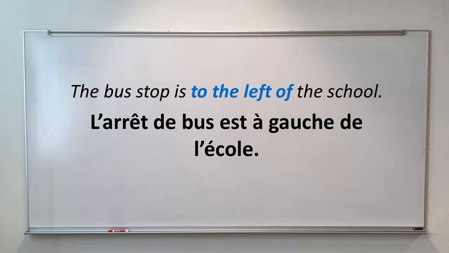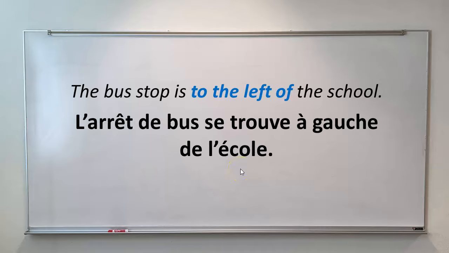And remember, as I mentioned in the previous lesson, it's possible to substitute another verb for être here. Some native speakers will use the verb se trouver, which means literally to be found, to find itself. So instead of l'arrêt de bus est à gauche de l'école, you might see l'arrêt de bus se trouve à gauche de l'école. It means the same thing, it just means it is to the left of the school. But you will hear many speakers use se trouve when talking about location and using prepositions of location.